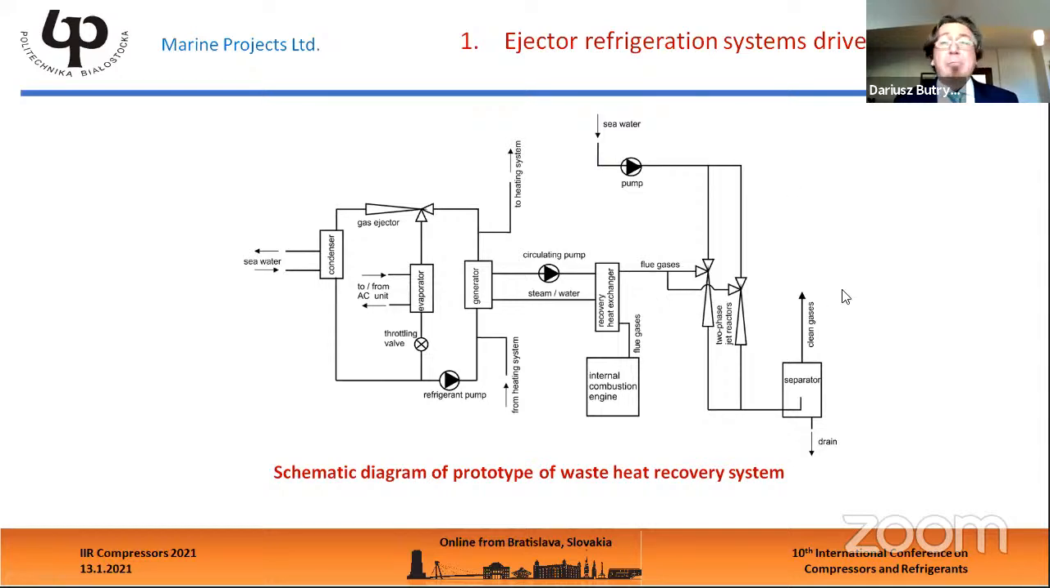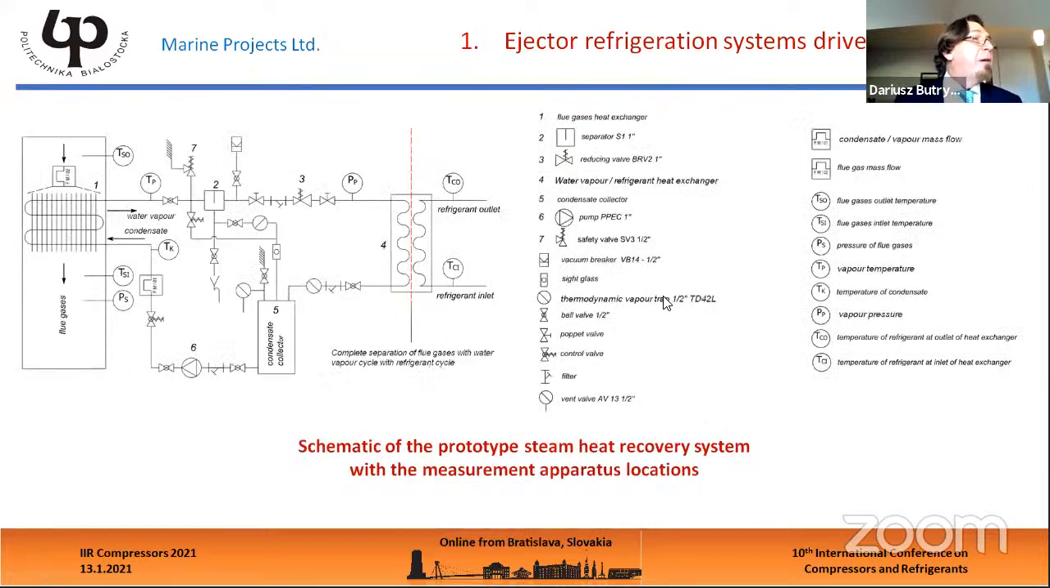And the third subsystem, I will not be talking about in details because it is out of scope of this presentation. It is a scrubbing system. It is our concept of utilization of two-phase mixing shockwave for scrubbing to also eliminate impurities from the flue gases into clean gases. So these are our scrubbing devices. So at the end, you see that we are utilizing waste heat and also doing cleaning of the exhaust gases in one system. And this is the layout of the schematic of the prototype steam heat recovery system.